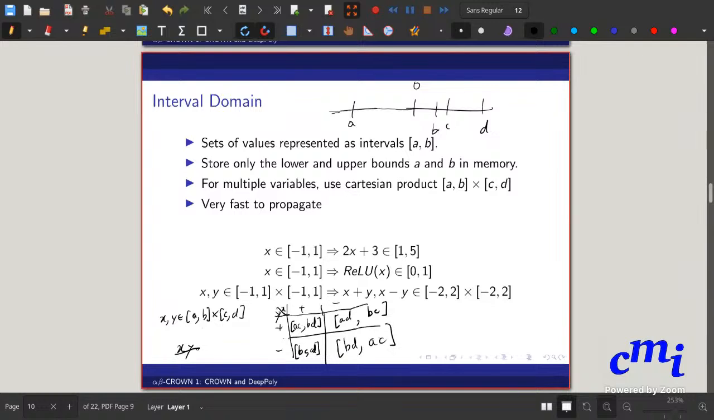So maybe just one more case. Let's say that the case when AB contains 0 and CD is positive, right? So what will happen in this case?